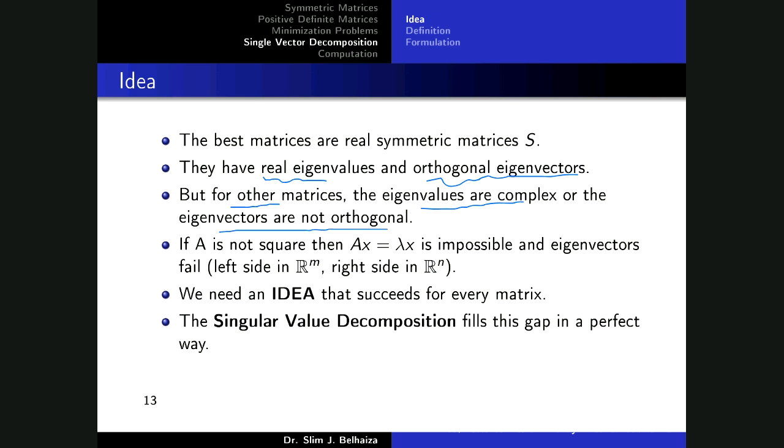If A is not square, when we try to solve the equation Ax = lambda x, you know that it's impossible, basically, because you cannot talk about finding a determinant. We need to work on an idea that succeeds for every matrix. This idea is, in fact, the singular value decomposition, which fills this gap in a perfect way, because it extends the idea of this kind of factorization even to non-square matrices, which is very beautiful.